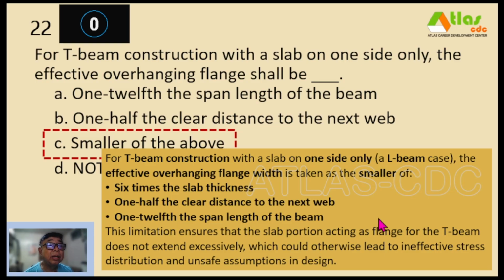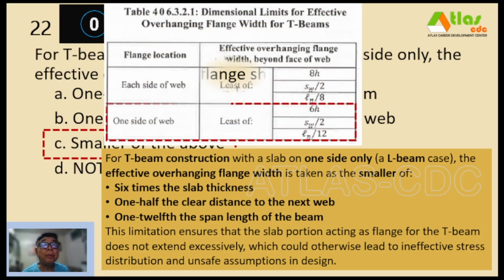So smaller of the above. So letter A is this one, letter B is this one, plus this one is another consideration. So the smaller of these three considerations. So one side of the web is the least of 6 times the slab thickness, or 1/2 the clear distance to the next web, or 1/12 the span length of the beam.